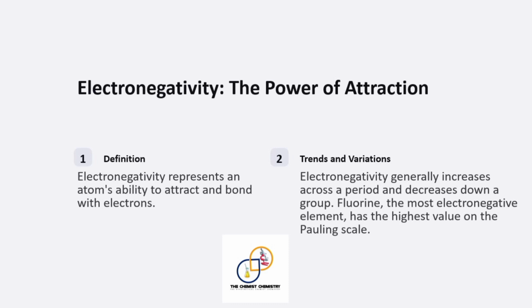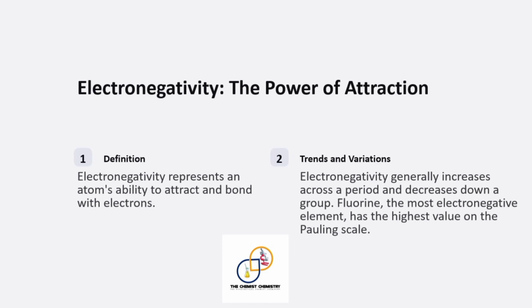Don't worry. Periodic trends and variation for electronegativity. Electronegativity generally increases across a period and decreases down a group. I want you to take note of that. Across a period, it increases, and down a group, it decreases. So left to right across a period it increases, top to bottom down a group it decreases.